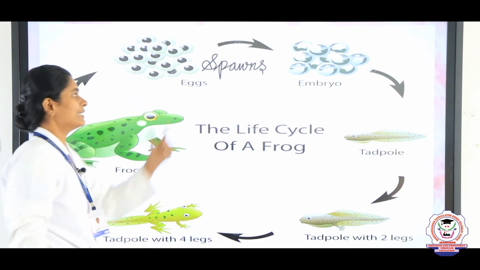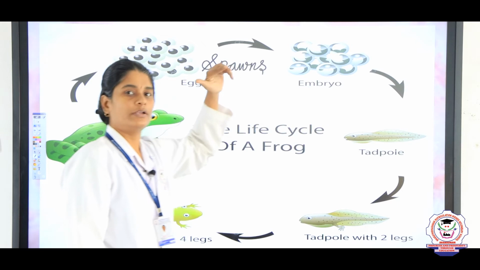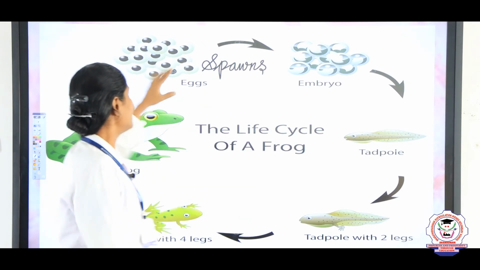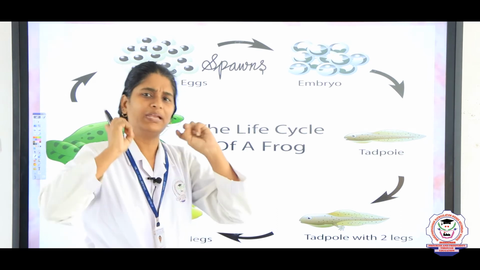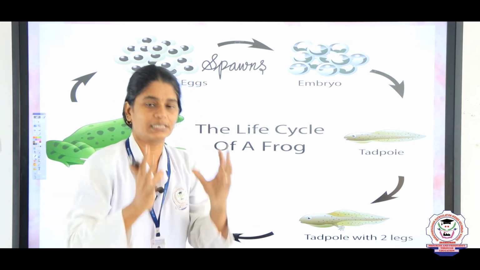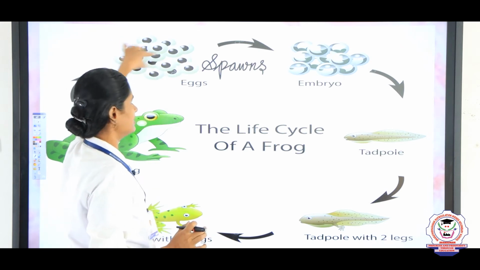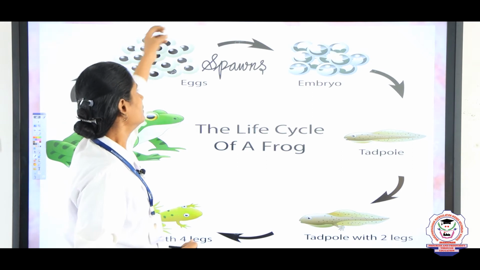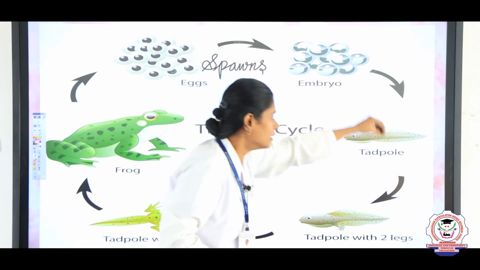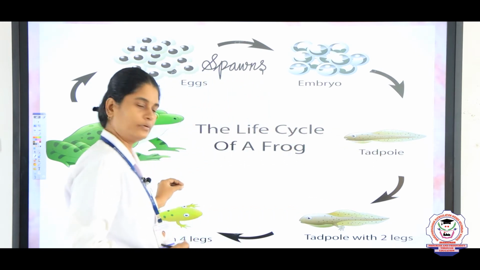What is spawn, they will ask in your 2-mark question. Cluster means a bunch, kottu they will say, right. So many hundreds of eggs, that is known as spawn, okay. So the cluster of frog eggs is known as spawn. From the eggs hatch a tadpole. So tadpole is the younger form of the frog, okay.